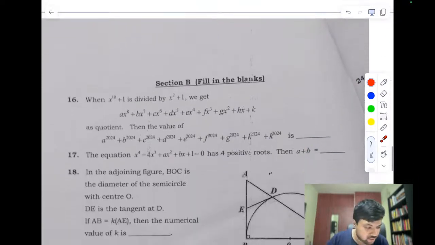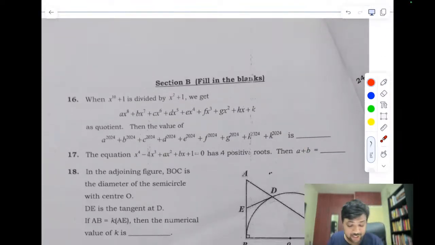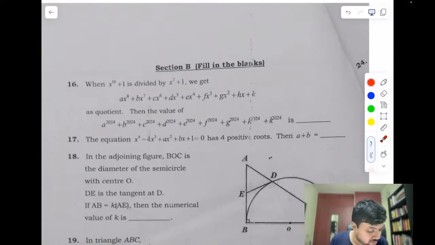Okay, section B. Hopefully, I'll finish it in half an hour. You guys have to leave by 9. Some people in the chat have to leave by 9:40, so try to finish by 9:30.